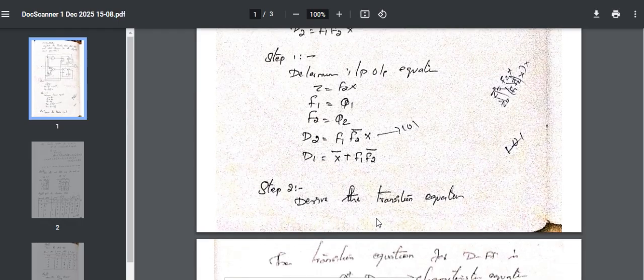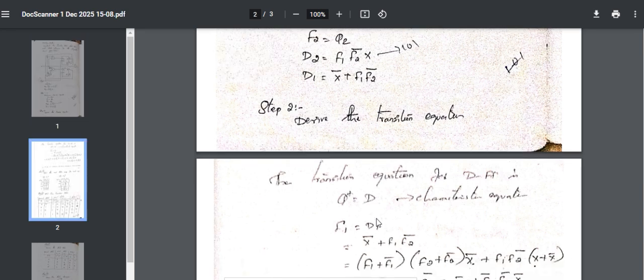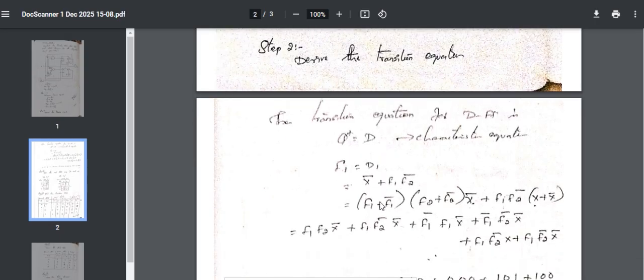Going to step 2, deriving the transition equation. To derive the transition equation, we should know the characteristic equation of the flip flop. Here we are using a D flip flop. The characteristic equation of a D flip flop is Q plus equal to D. Here we have two flip flops, so F1 equals D1, because the characteristic equation is D itself. For the first flip flop, the characteristic equation will be D1.